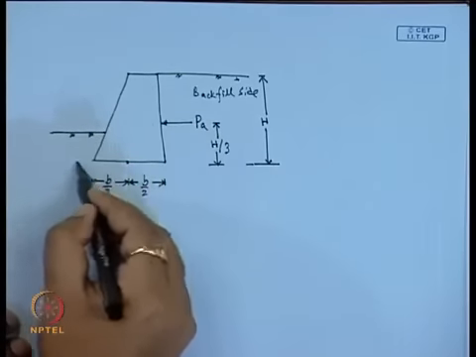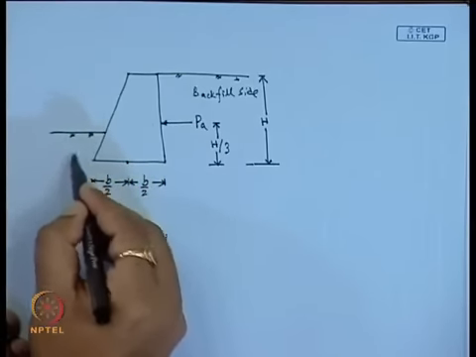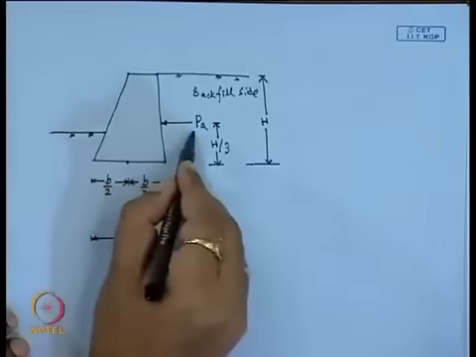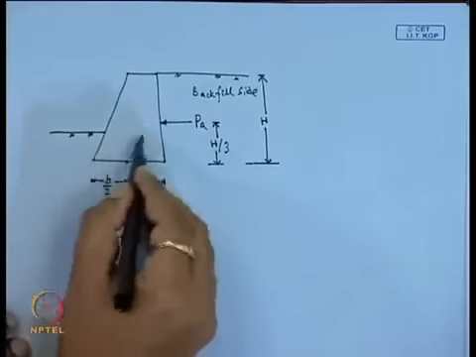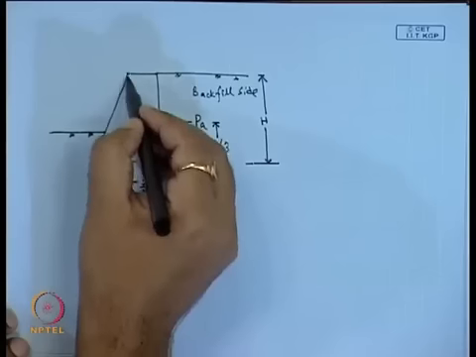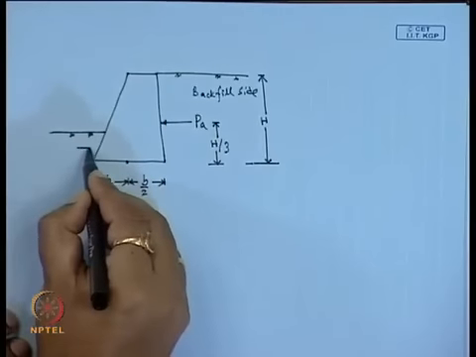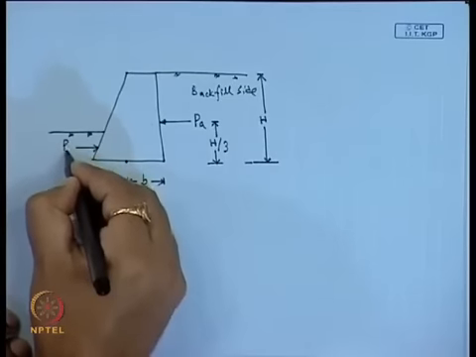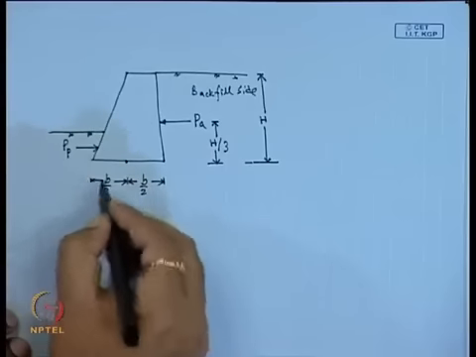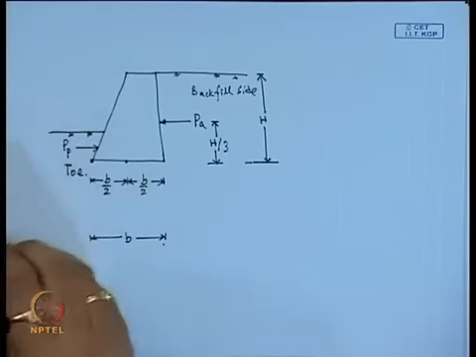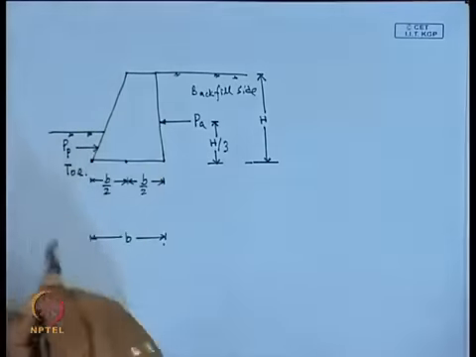Similarly, the soil below the foundation level will also provide a lateral pressure opposite to P A, that is, opposite to the movement of this retaining wall. So here one passive earth pressure will act. This is our passive earth pressure P P, and this is the toe of the retaining wall. So this passive earth pressure also acts.